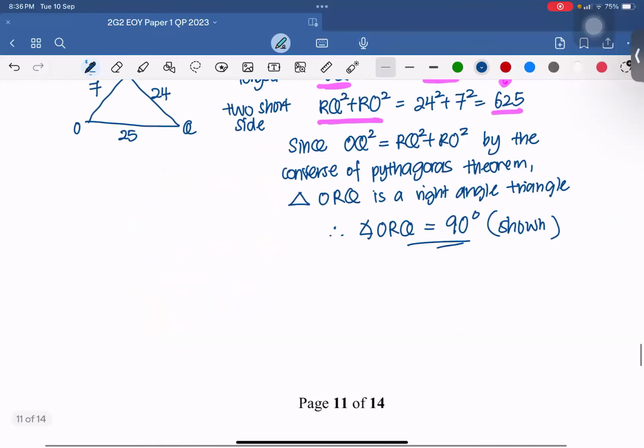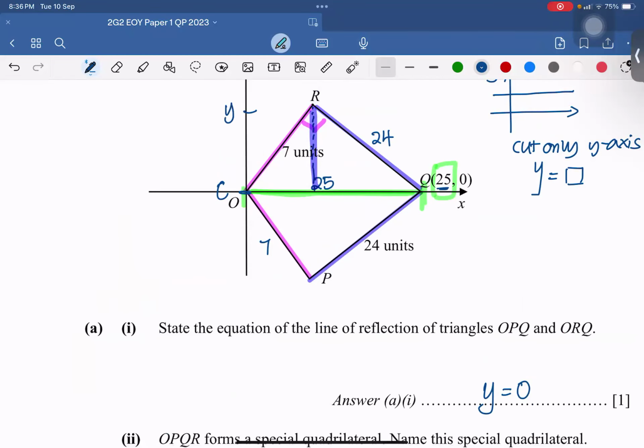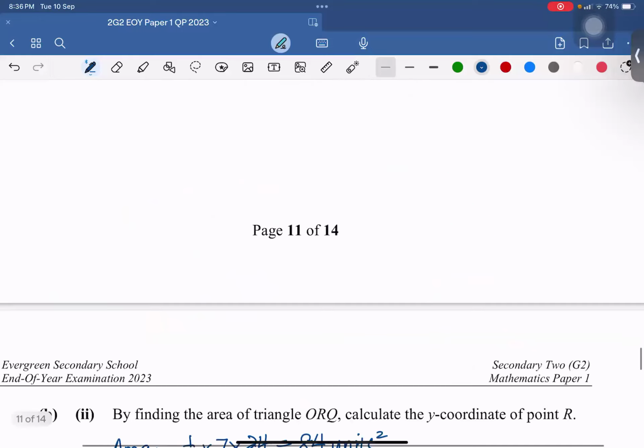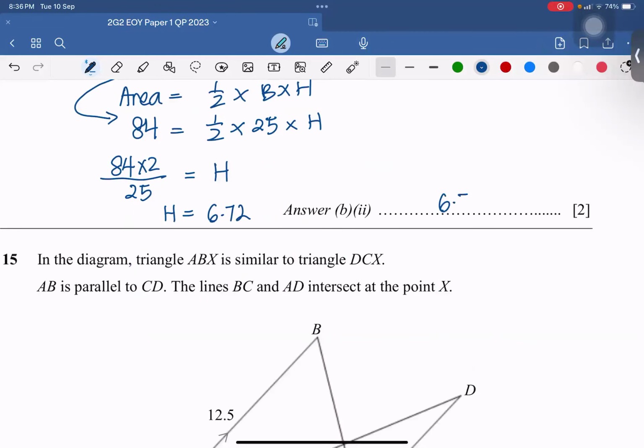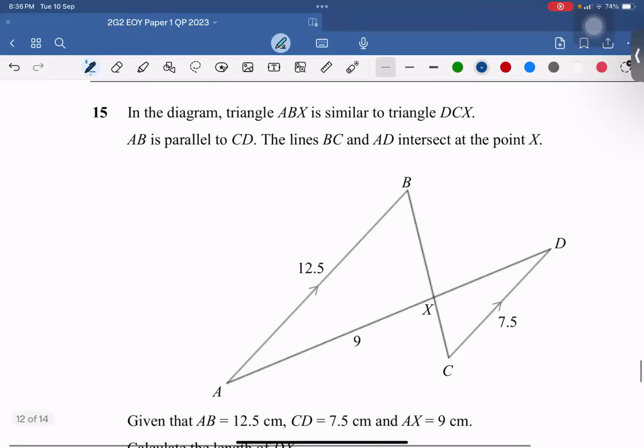Okay, so according to the answer, this will be my y coordinate, which is the number 6.72. Okay, the answer. Well done. May you score A for your exam. Okay, we are 2 questions away from the end of our lesson.